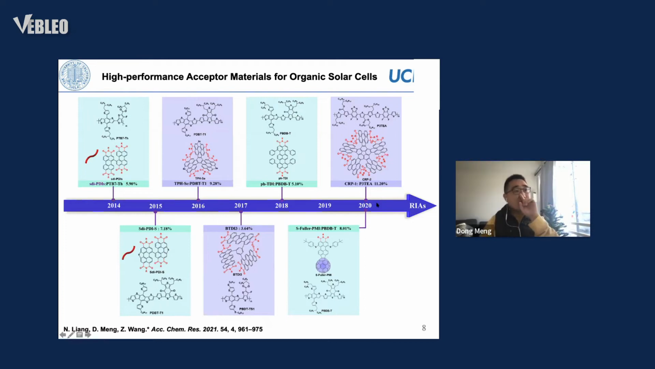Finally, using the same strategies, fused rings and twist structures, we approached 12% now. And the research is ongoing.